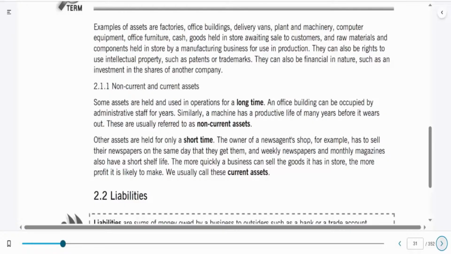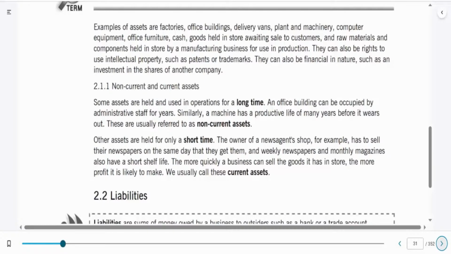Examples of current assets: cash, money that the business has available right now. Inventory, goods waiting to be sold to customers. Accounts receivable, money owed to the business by customers who will pay soon.